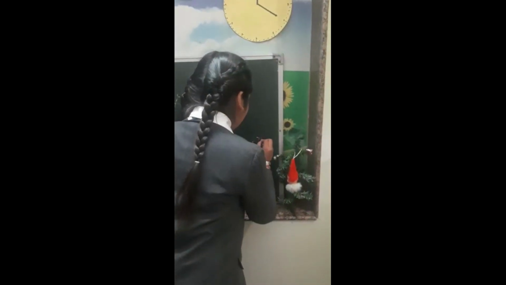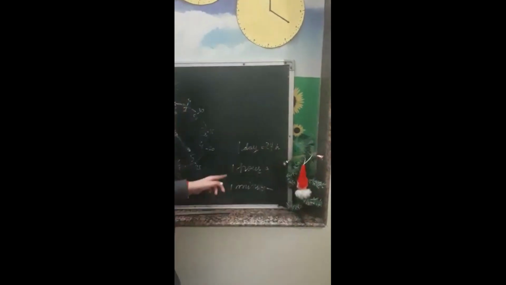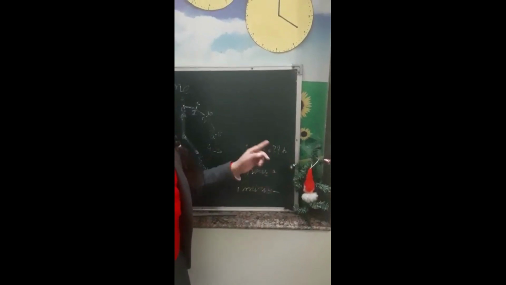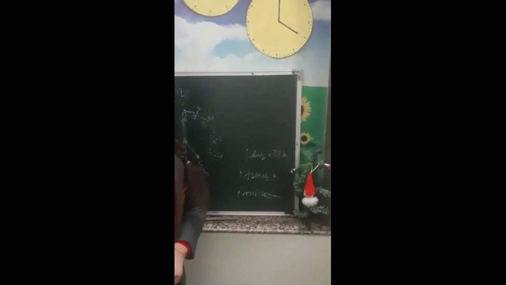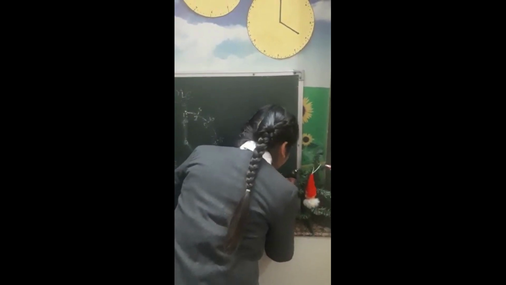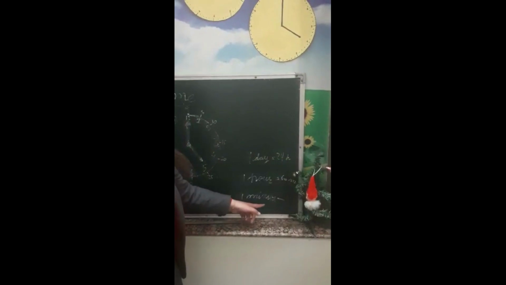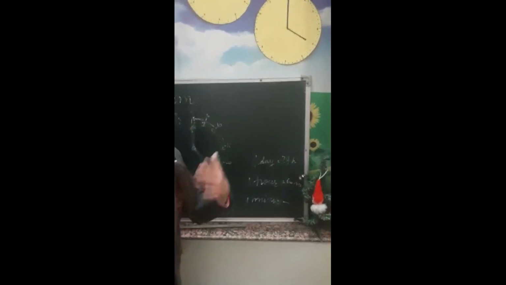One day has 24 hours. 1 hour is 60 minutes. Now write 60 minutes.